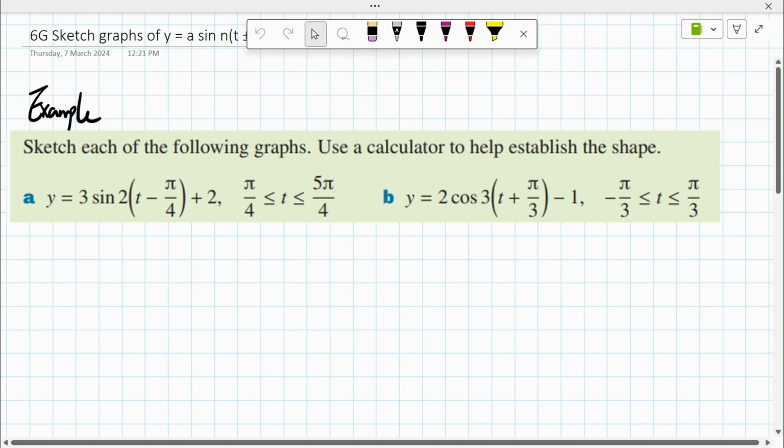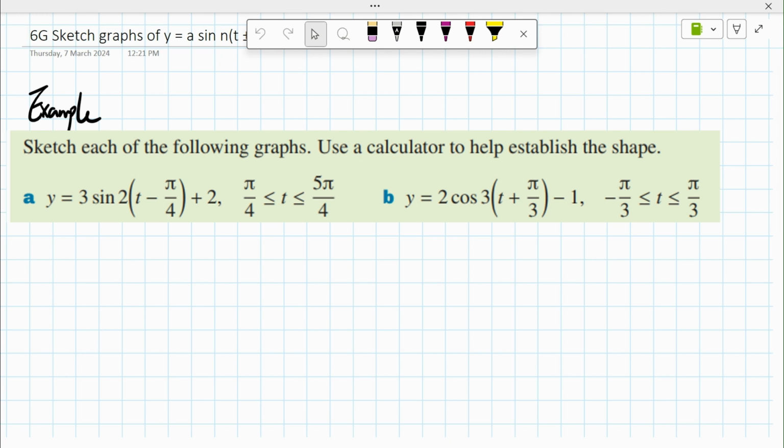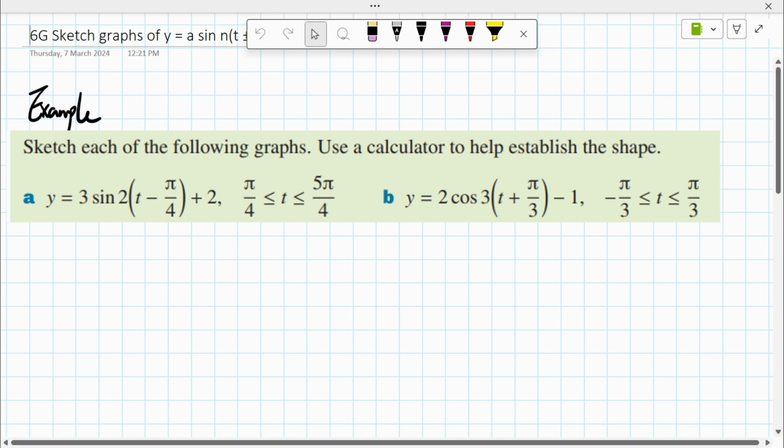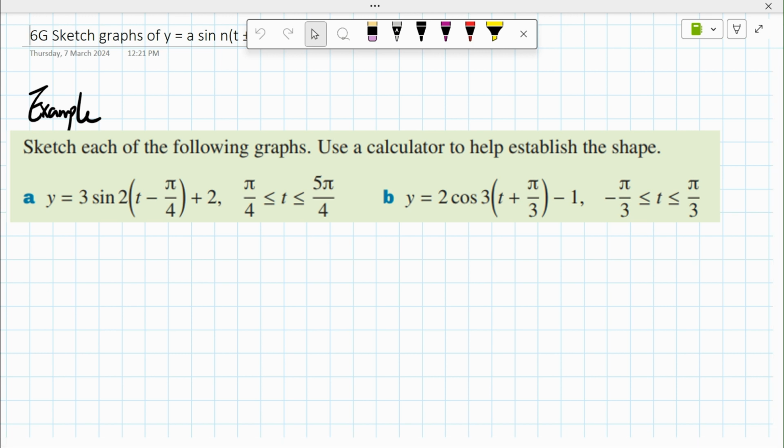Hello everyone, welcome back, and we're going to keep doing chapter 6, sketching the sine and cosine graph. This time we're going to continue with moving the graph up and down as well. Before, we did moving left and right, now we're moving left and right and also up and down. So this is a total transformation of the sine and cosine graph.